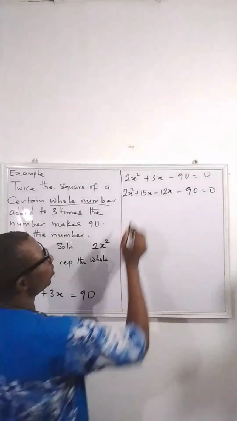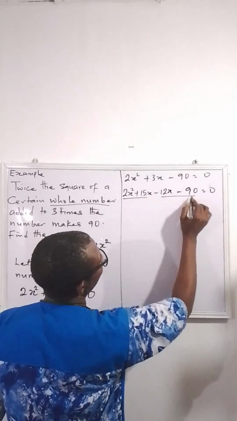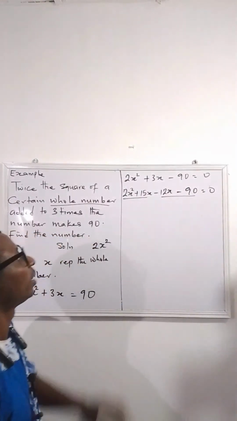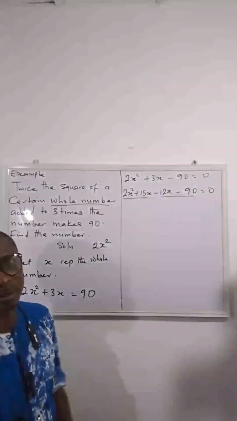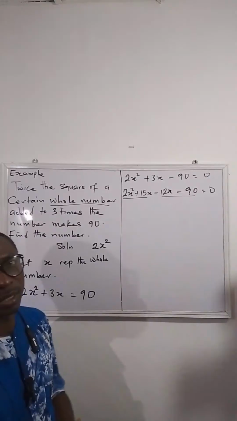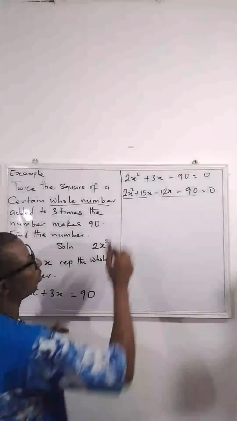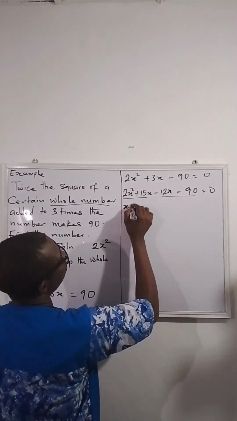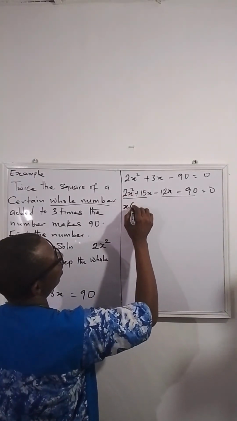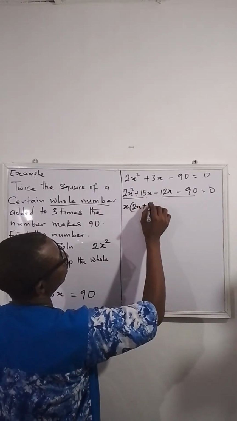Now we now have two pairs. We have the first two terms and the second two terms. So now let's look for the common terms. What is common to these two terms? Now you can see that x is common to this. So we have x. When you divide this by x, you have 2x. Divide this by x, you have plus 15.